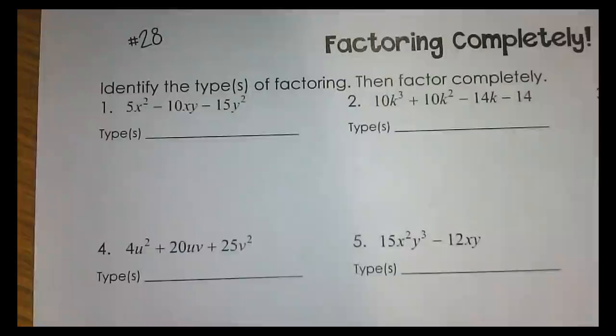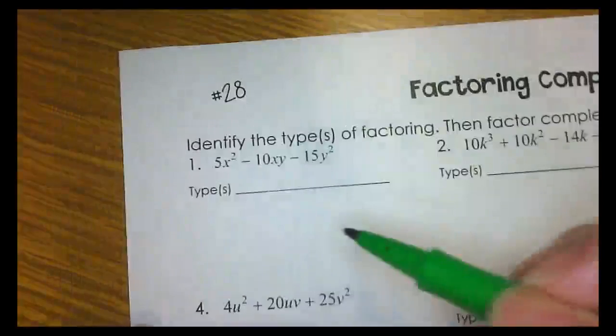I am going to work through this factoring completely worksheet so that you can not only see the answers but also how I got them. So first up, remember that we always look for GCF first. So starting with the first one, look for GCF.